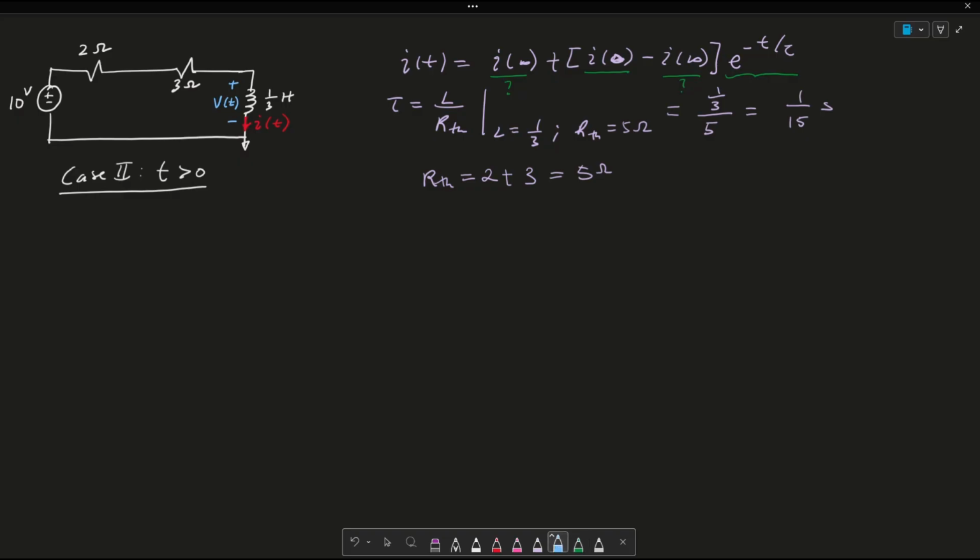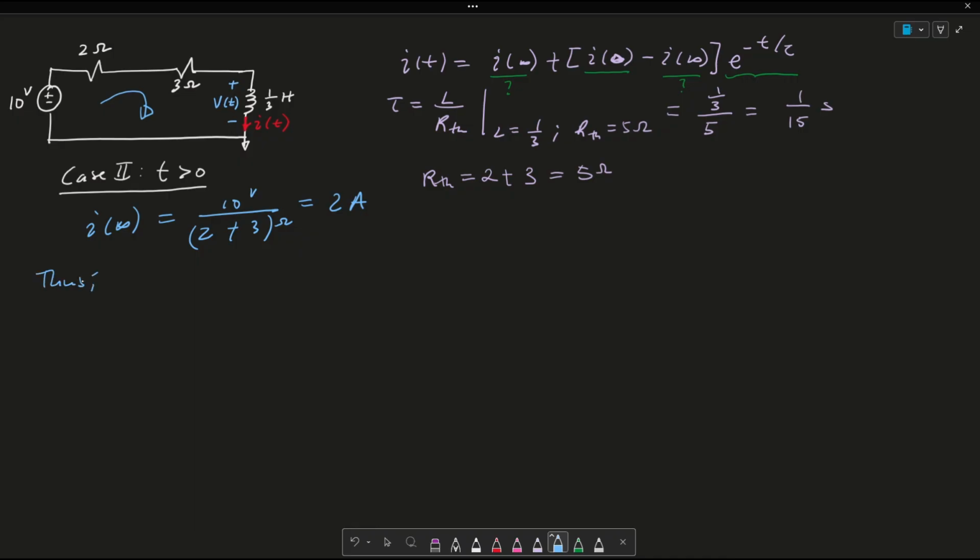As time goes on to infinity, we can say that I of infinity is going to be the current through this circuit. Using Ohm's law, we can equate this to 10 volts over 2 plus 3 ohms, which is equal to 2 amps. Another way to look at it is that after a long period, the current through the circuit saturates to 2 amps because the inductor acts like a short circuit to DC at steady state.